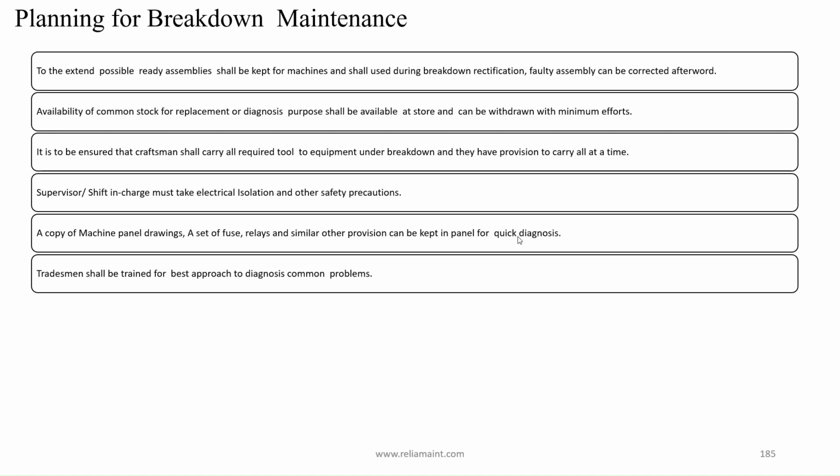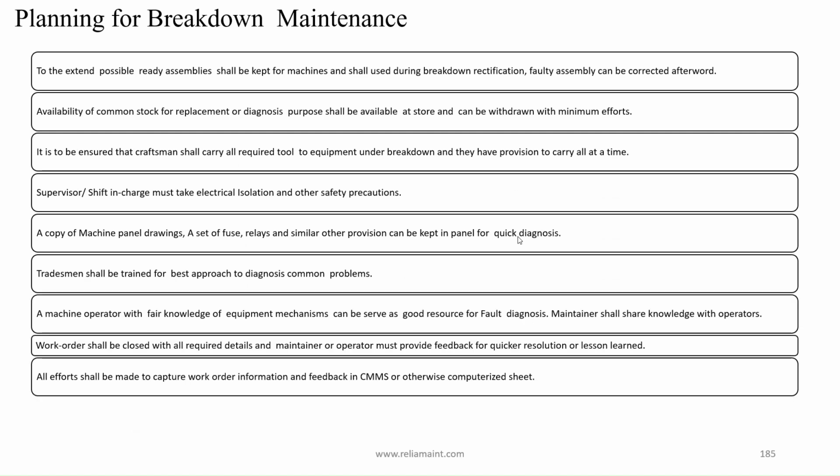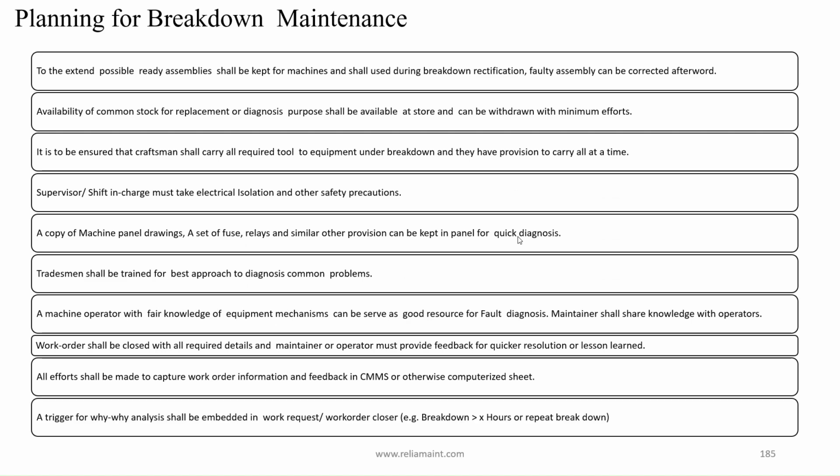Work order shall be closed with all required details, and the maintainer or operator must provide feedback for quicker resolution or a lesson learned. All efforts shall be made to capture work order information and feedback in CMMS or otherwise a computerized sheet. A trigger for RCA shall be embedded in work requests and work order closure, e.g. breakdown of X hours or repeat breakdown.